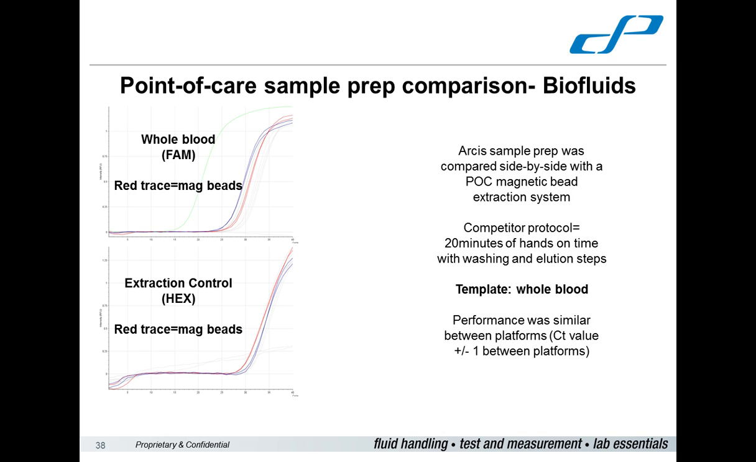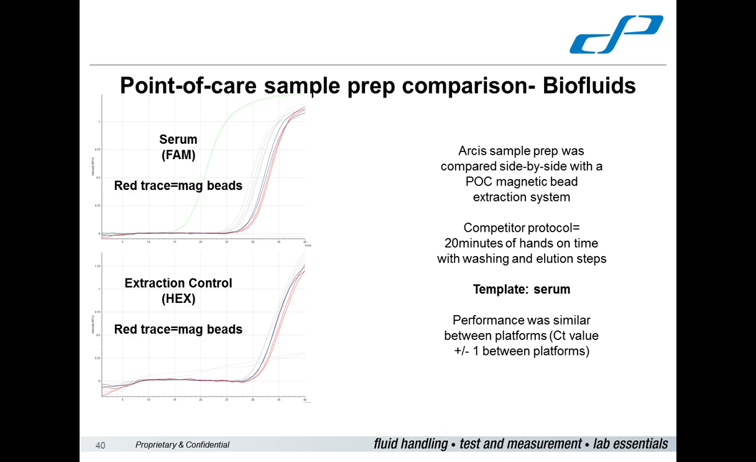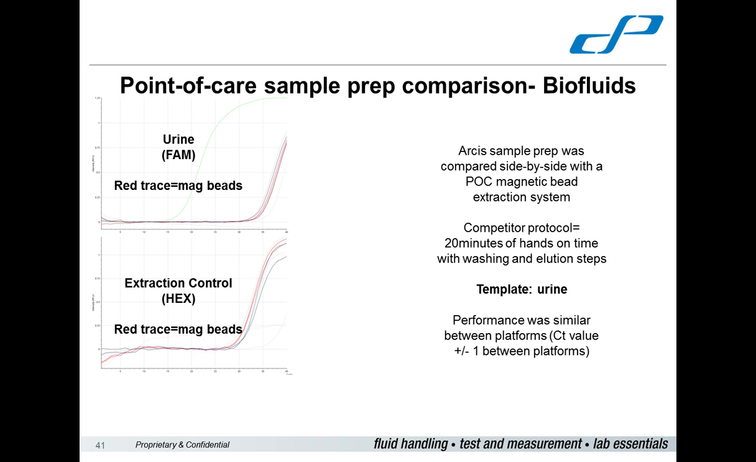The red trace on the graph is the commercial magnetic bead system. The blue trace is us. And for whole blood, we got almost exactly the same performance as this 20-minute relatively complex system. For plasma, same story. We got the same. And I'm just going to flick through these slides now. Serum, again, performance was the same between the two systems.